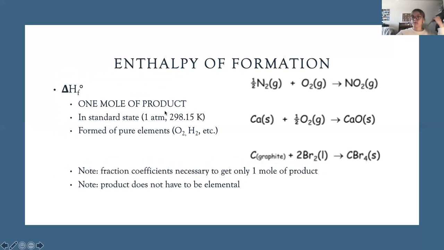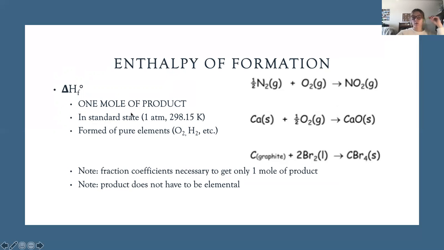Okay, so enthalpy of formation, which is this right here, delta H sub f, this little subscript. There are very strict rules for this enthalpy. You have to follow all of them, and if you don't, it's not enthalpy of formation. The first one is you have to have 1 mole of your product. If this over here was 2 NO2 or 3 NO2 or 3 CaO, it would not count as enthalpy of formation.